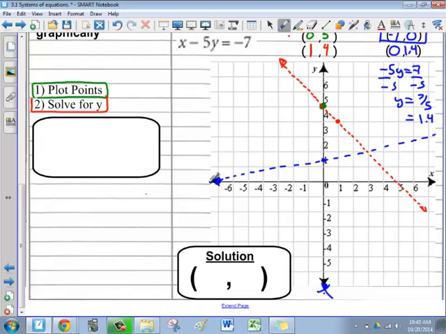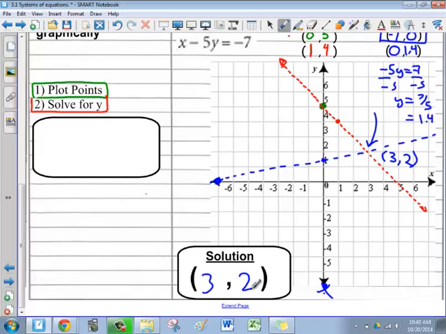And so we're trying to figure out what is the solution to this. Well, the solution is where they cross. So where do these two graphs cross? It looks like they cross at the point 3, 2. So our solution to this should be 3, 2. There's your solution.